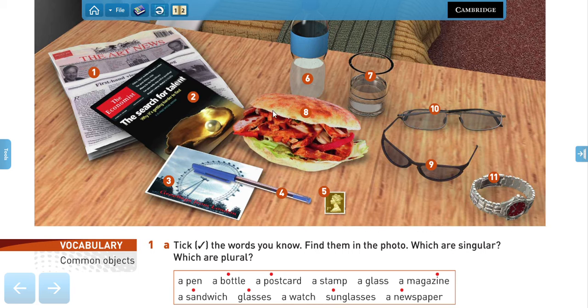A sandwich. Number 8, we have a sandwich. In 9, we have sunglasses. These are sunglasses, and these are glasses, right? Sunglasses, glasses, and this was a glass of water, right? And the last one that we have here is a watch. Very good.